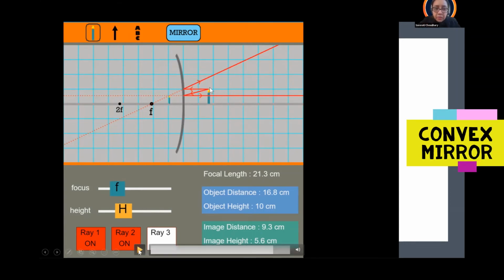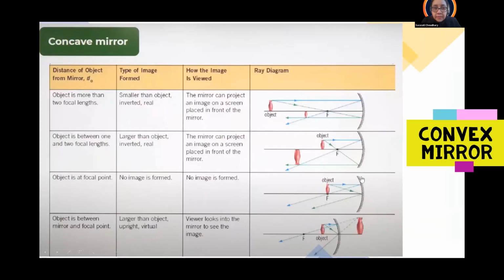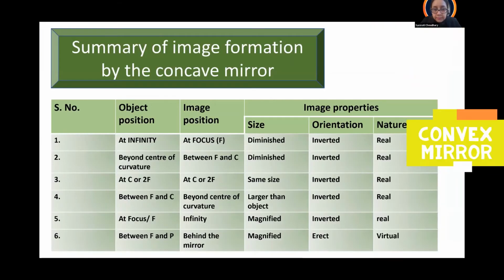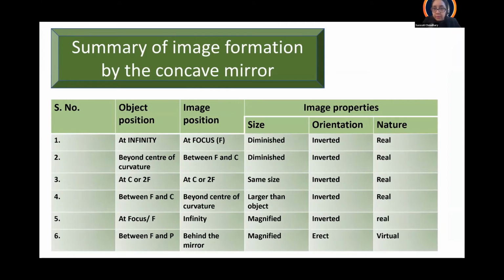Okay, so now let's proceed to the next part. You may use this particular table to understand what the summary is. Whenever, for a concave mirror, the object is at infinity, we get a real, diminished and inverted image, and the image is formed at the focus. The only case where it is virtual is when the object is between focus and the pole. Then the image is erect, magnified, which means large in size, and virtual.